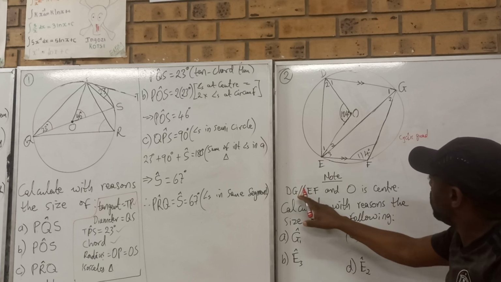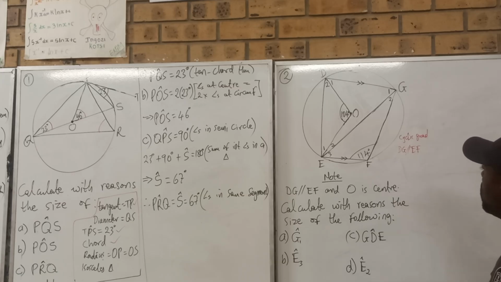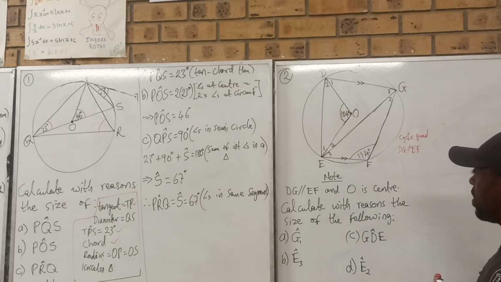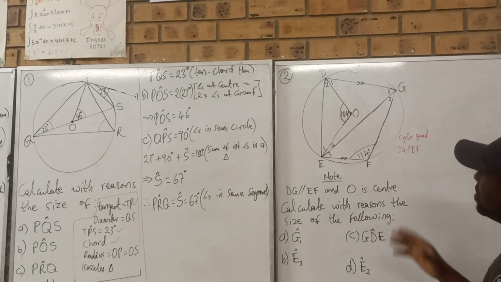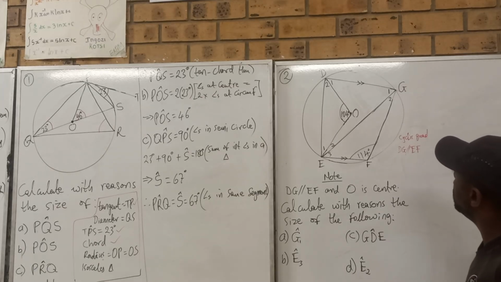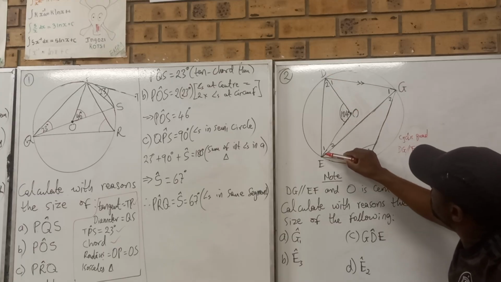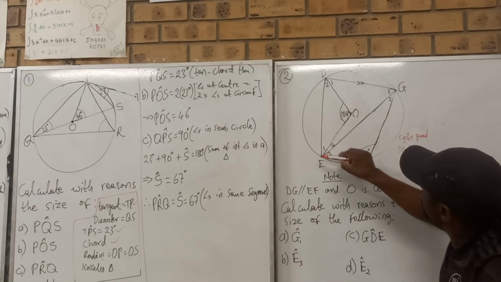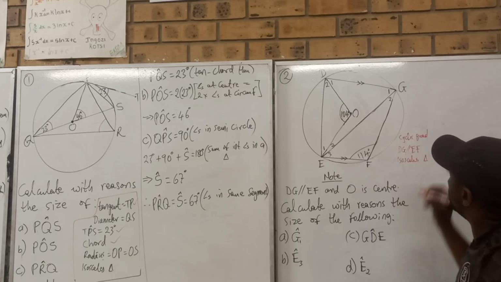We're told in the note that DG is parallel to EF. So when I'm solving, I should look at the theorems around parallel lines, like my F, U, and N, to take me through. F gives me corresponding angles, U is co-interior, N or Z is alternating angles. Then I see OD and OE are radii, and that automatically makes DOE an isosceles triangle.